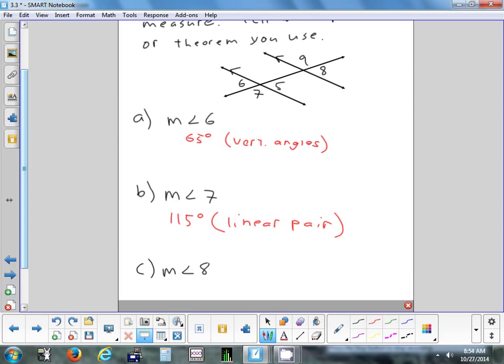Okay, how about angle 8? Angle 8 would be 65 degrees. What's the reason for that? 6 and 8, are they corresponding? Oh, no. One's above, one's below. Alternate exterior angles. Yep, that's the alternate exterior angle theorem. If you've got two parallel lines, the alternate exterior angles are equal. Okay, so now we've got angle 8.